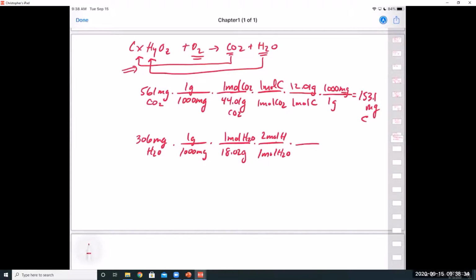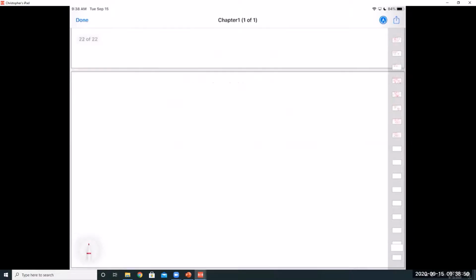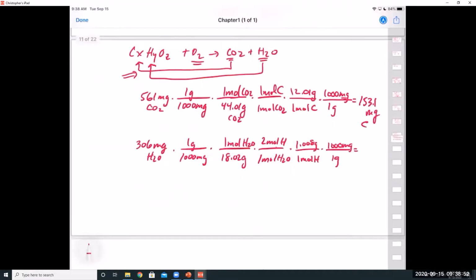And then for H, the molecular weight is much smaller. That's 1.008 grams. And then we'll go from grams to milligrams. And so this is going to give us 34.2 milligrams. Okay, so now we have a bit of a problem, right? This is probably where a lot of people got to, and then they said, "Oh no, what do I do? How do I do this? Where do I go from here?"